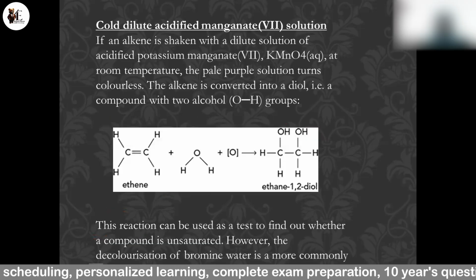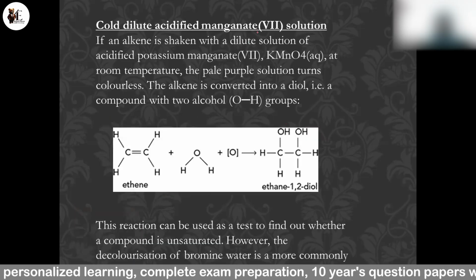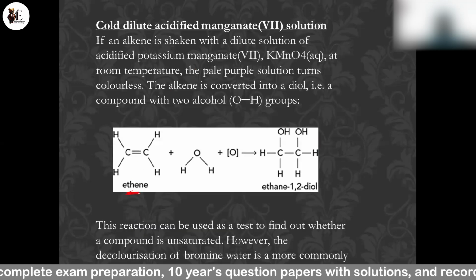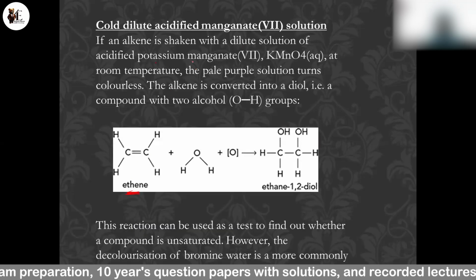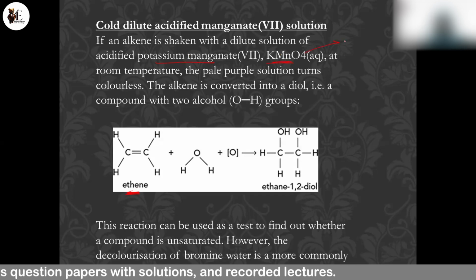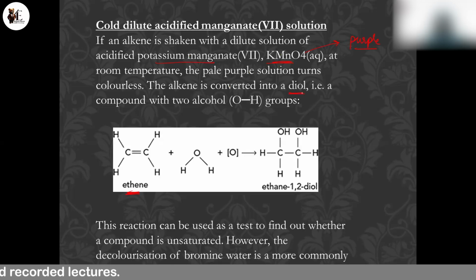Okay, so first reaction is for dilute acidified manganate solution. If this is your alkene, if it is shaken with a dilute solution of acidified potassium manganate, that is KMnO4, at room temperature, the color of this potassium permanganate is purple, so it will turn colorless. Alkene is converted into a diol. Diol means two hydroxyl groups, two alcoholic groups, two OH groups.